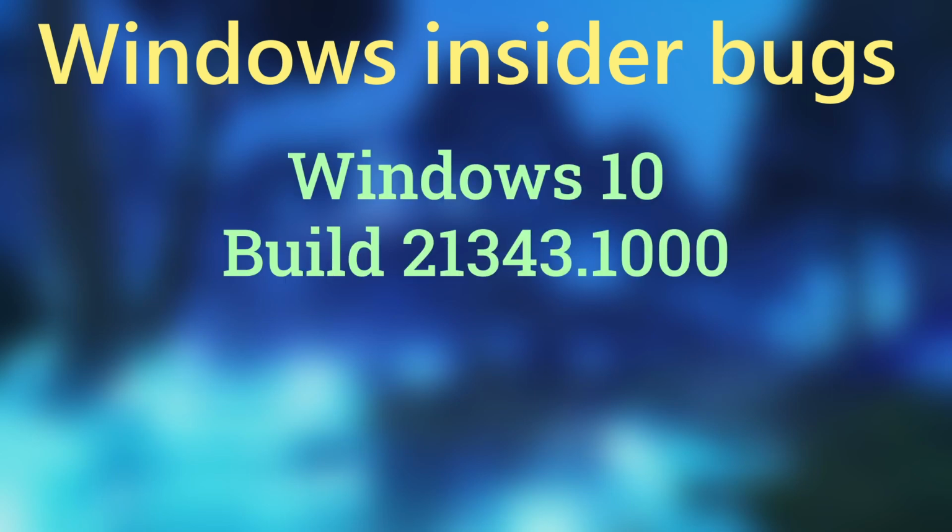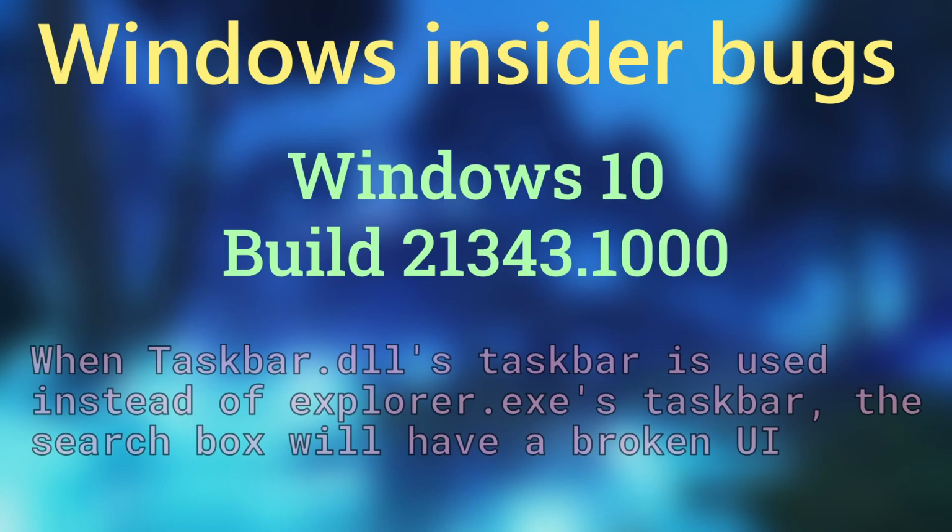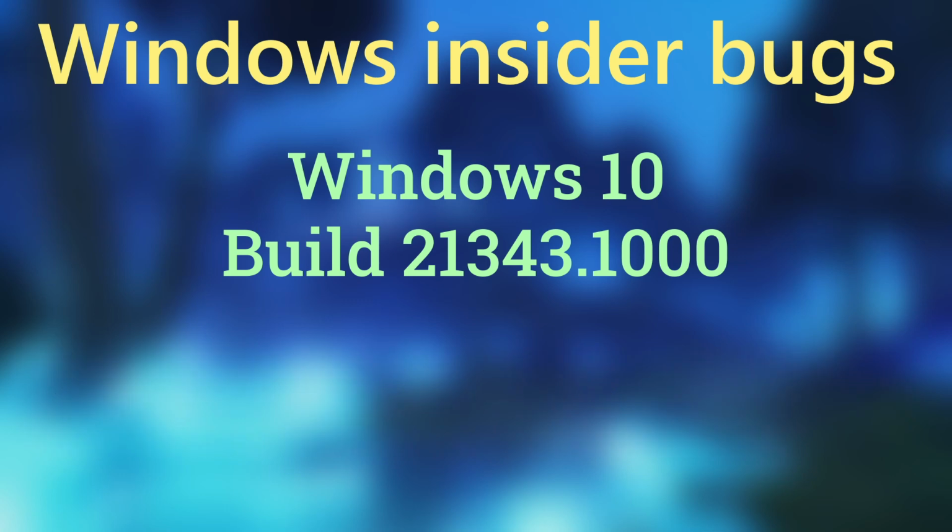Now we have Windows 10 build 21343.1000. When taskbar.dll's taskbar is used instead of explorer.exe's taskbar, the search box will have a broken UI. Well, what kind of broken UI? Is it going to make my computer unusable? Or is it going to make it faster? I'll just disable search. I don't use it. Who cares? Everything's better anyway. Alright, we have a bonus build for you guys.